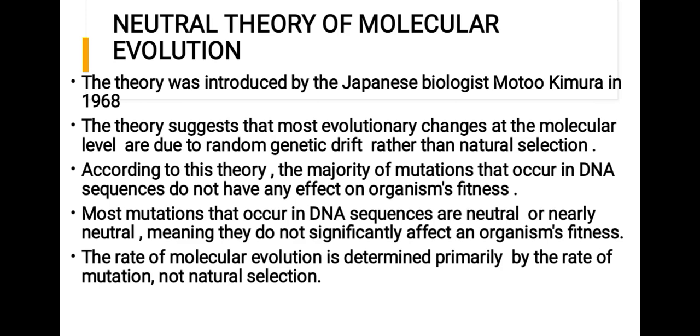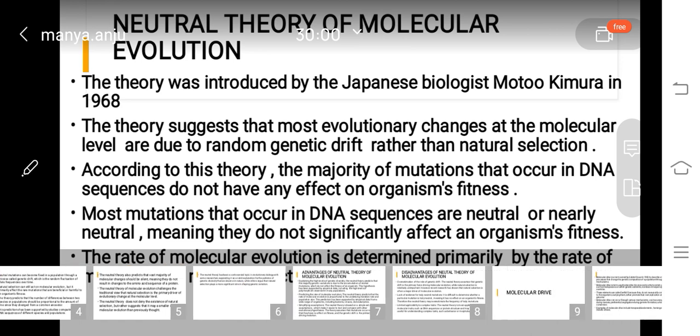The theory was introduced by Japanese biologist Motoo Kimura in 1968. The theory suggests that most evolutionary changes at the molecular level are due to random genetic drift rather than natural selection. According to this theory, the majority of mutations that occur in DNA sequences do not have any effect on organisms' fitness. Most mutations that occur in DNA sequences are neutral or nearly neutral, meaning they do not significantly affect an organism's fitness.